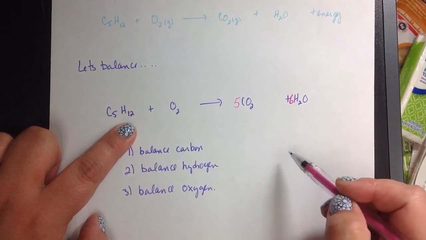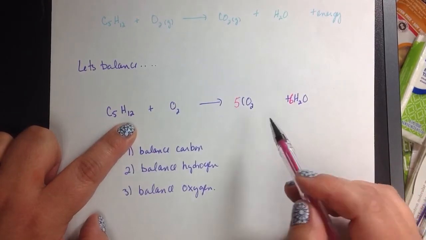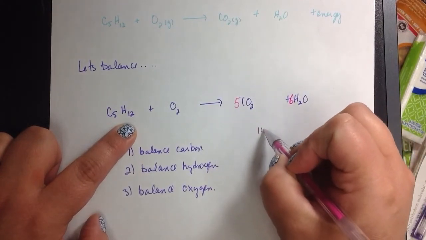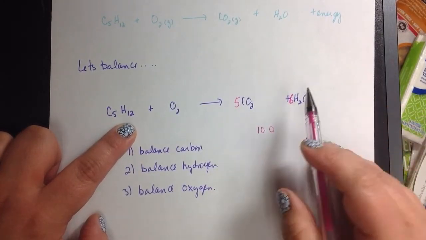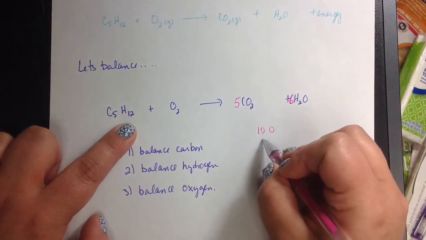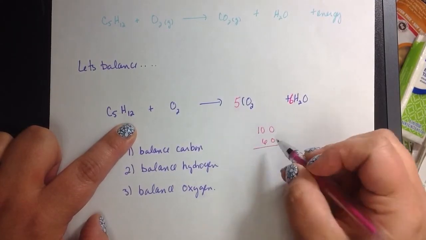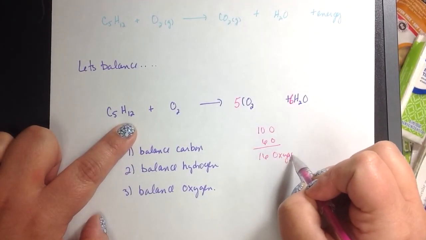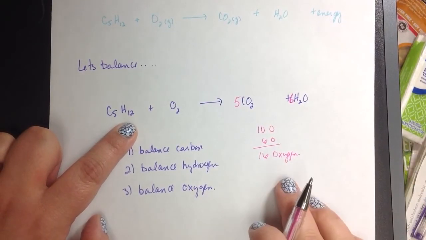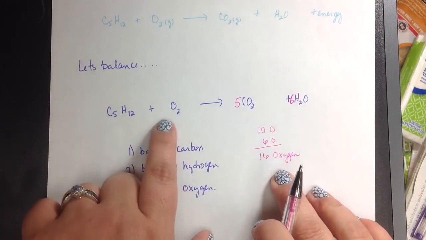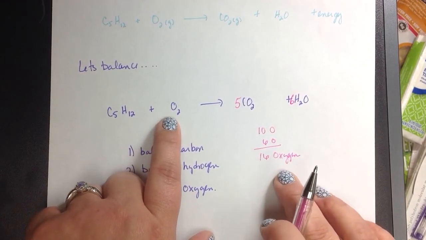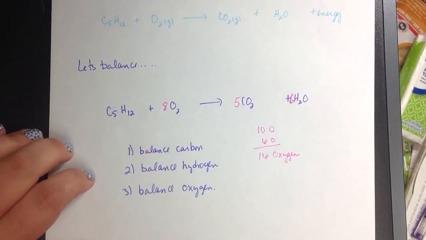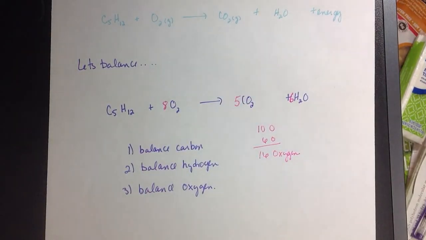Now let's calculate the number of oxygen we have over here. Here I've got 5 times 2, remember, that's 10 oxygen. And over here I've got 6 oxygen. So my total is 16 oxygen, 16 oxygen on this side. This is seen as O2, so divide that in half, and we simply get 8 right there. And that's how you balance a combustion reaction.